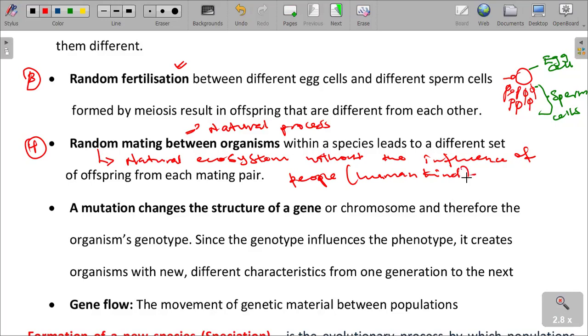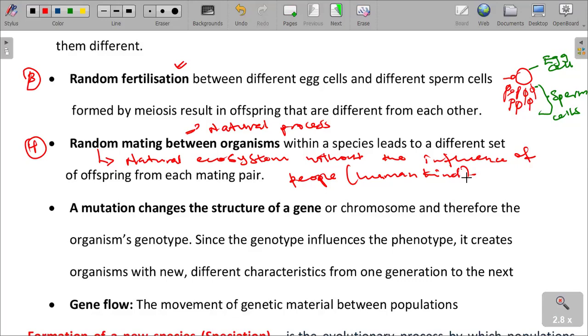So what we need to understand is that random mating leads to different sets of offspring from each mating pair. I'm sure you can see, in terms of mating courtship behaviors in a natural ecosystem, animals select their mating partners. It is also by natural selection, or by the fittest, or by habitat factors that might interplay or interfere in that regard.